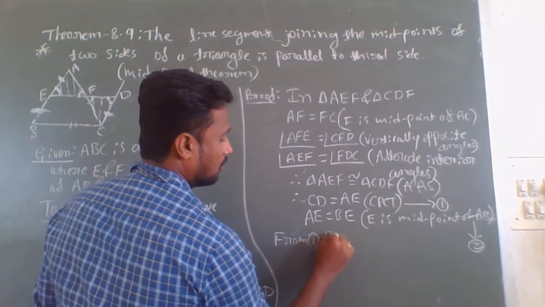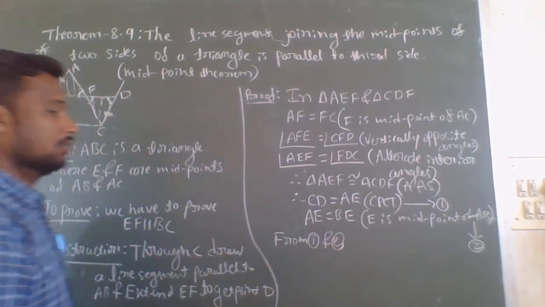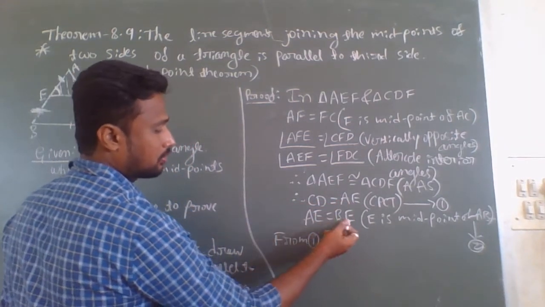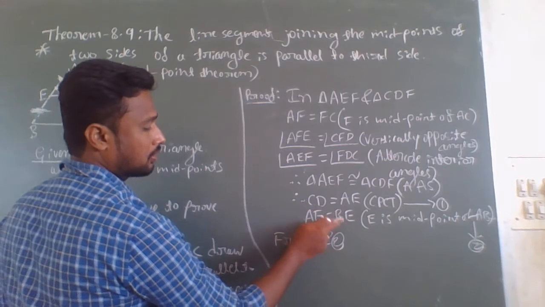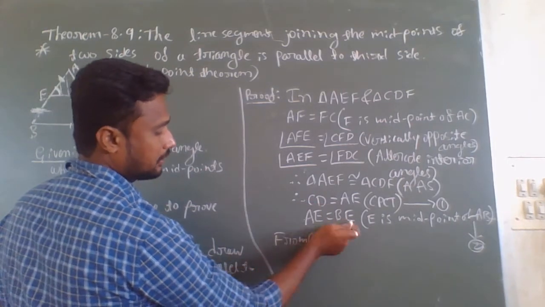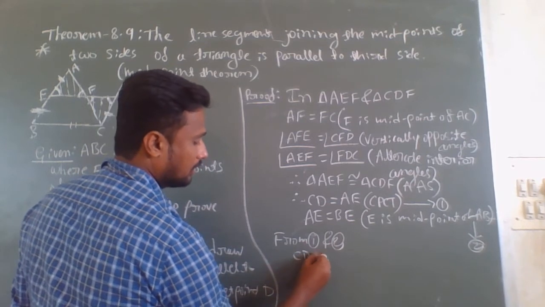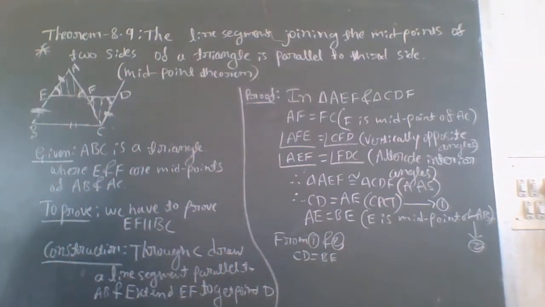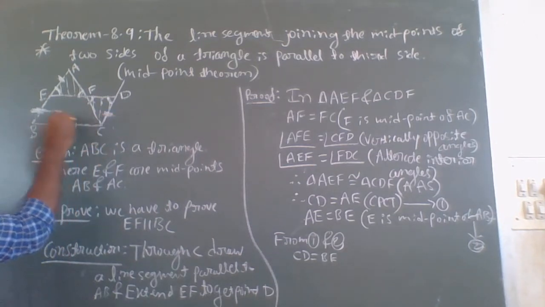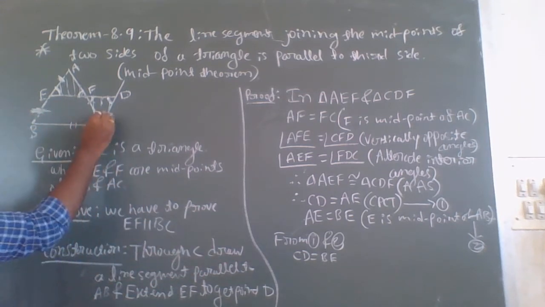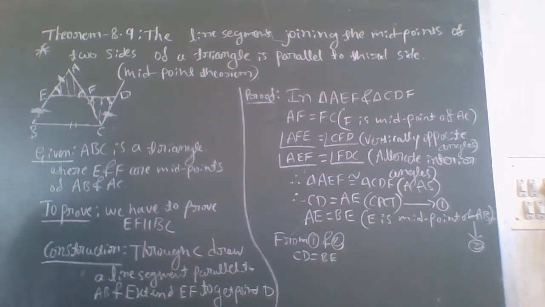Now, from 1 and 2, what can you write here? Here CD is equal to AE and here AE is equal to BE. So these two are equal to AE only. Therefore, from 1 and 2, you can write CD is equal to BE. So we proved this CD is equal to BE. Already we know that CD is parallel to BE and now we proved this CD is equal to BE.